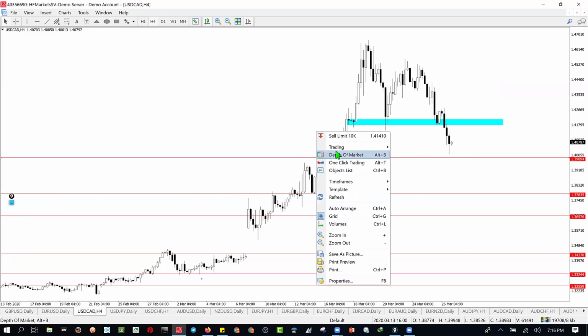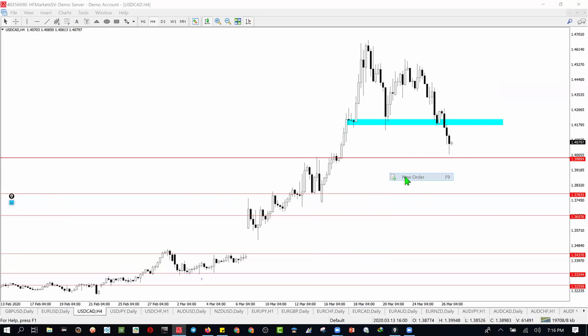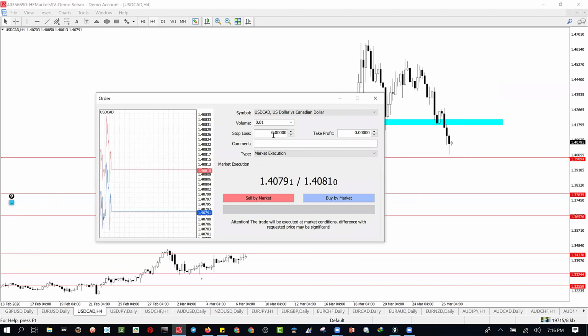So this is what I need to do. I'm going to right click, trading, new order. I have 1,000 euro in my trading account. I don't want to risk more than 5%. What's 5% of 1,000 euro? That is 50 euro. So 0.05. It doesn't mean you have to take 0.05.